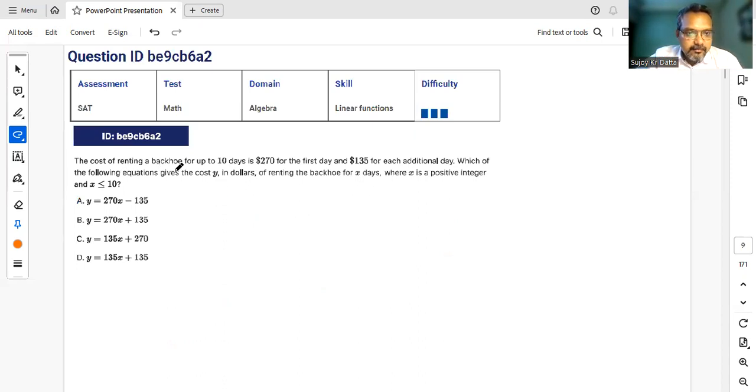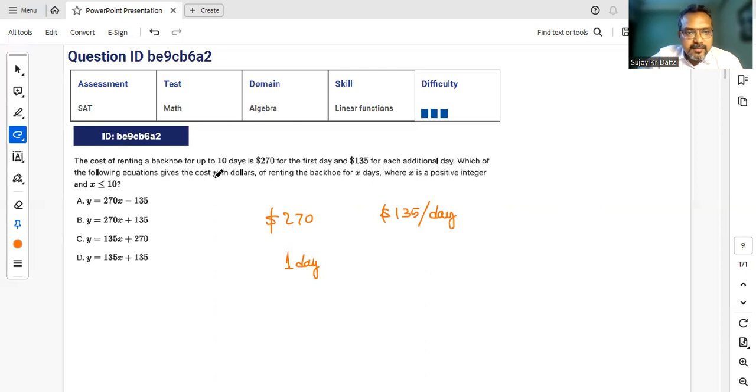The cost of renting a backhoe for up to 10 days is this for the first day. $270 for one day, my bad, and $135 per day for the remaining additional days.